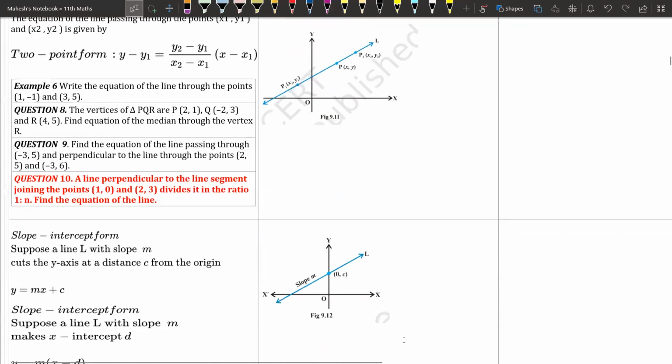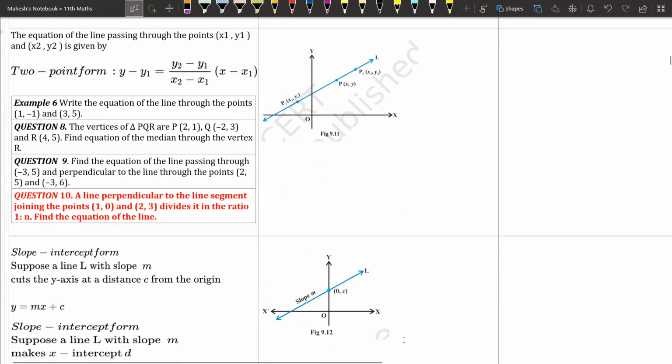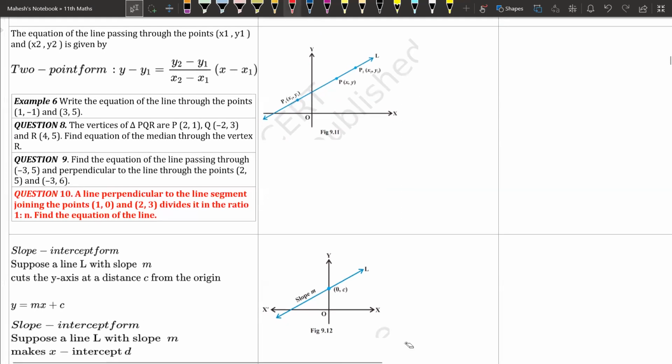In the next part, what we are going to do is to find the equation of a line passing through two different points. Let's say this is point one and the other point, and this is the general point on a line. So how to obtain the equation of a line when we know the coordinates of the two points through which the line is passing?